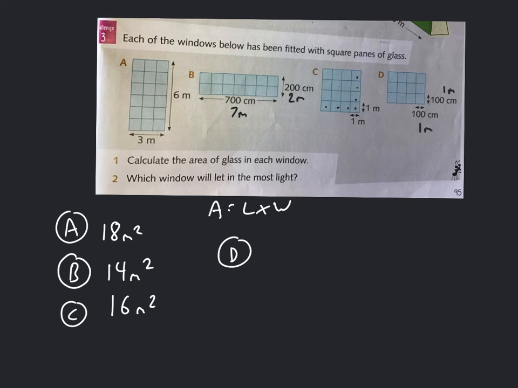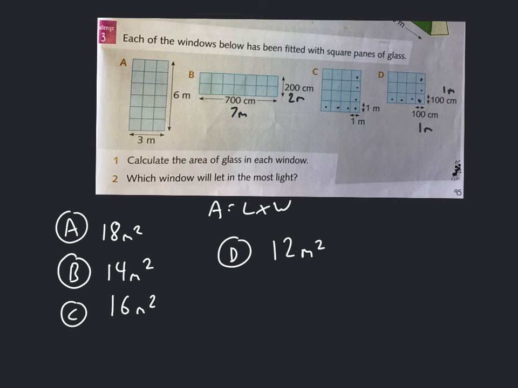So I'm looking at each pane of 1 metre, and it's 4 wide, it's 3 long. Okay, so it's going to be 4 metres times 3 metres, and 4 times 3 is 12. So my area is 12 metres squared.